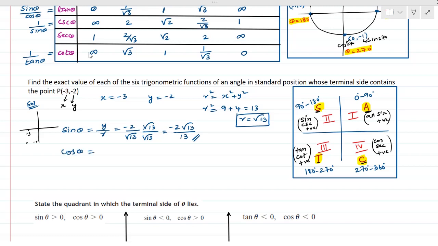Cosine theta. What is cosine theta? It is x over r, which means minus 3 over root 13. Similarly, I multiply by root 13 and you will get minus 3 root 13 over 13. The next one, tan. What is tan theta? Tan theta is y over x. The y value is minus 2 and the x value is minus 3, so the negatives cancel and you will get 2 over 3.